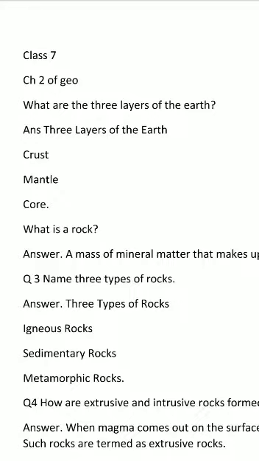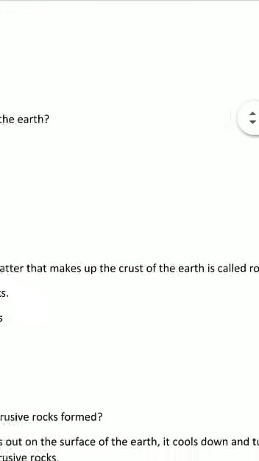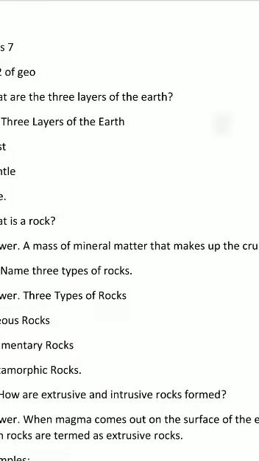Second question, what is a rock? So define: a mass of mineral matter that makes up the crust of the earth is called rock. So what is a rock? It's a mineral matter. Any mineral that makes up the earth's crust, that is called a rock.